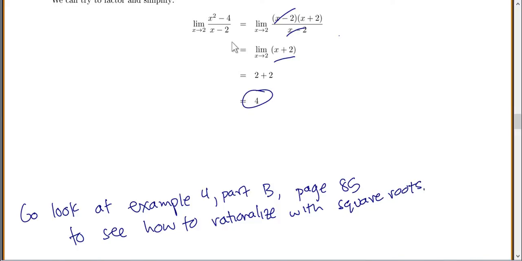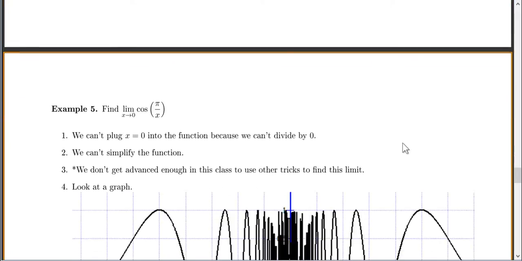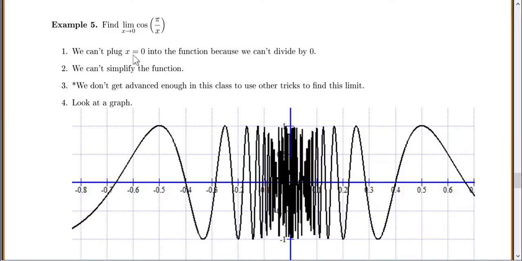Okay, so we learned how to factor as a trick. There's another trick of rationalizing, and you can see that on page 85 in your textbook. Okay, just a few more examples of limits. Let's say we want to find the limit of cosine of pi over x. Again, if you don't know what cosine is, that's fine.